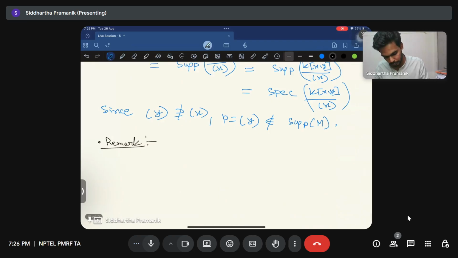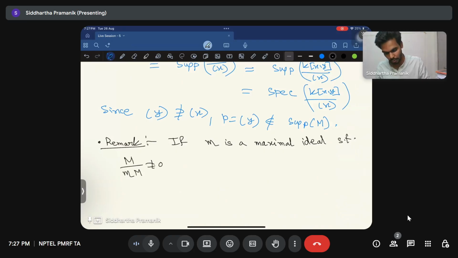So if M is a maximal ideal such that M mod mM is non-zero, then M has to be in the support of M. So the converse is true in case of maximal ideals. You may try to prove this, but I will just put this as a remark.